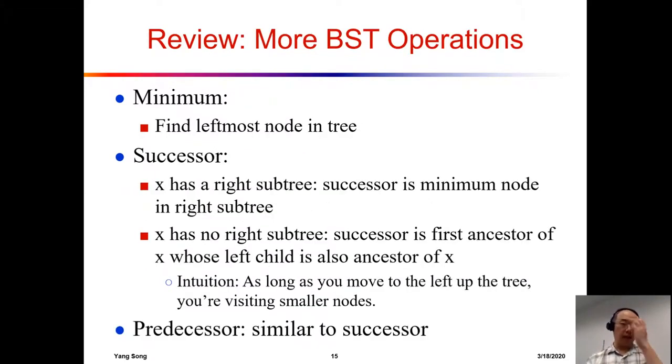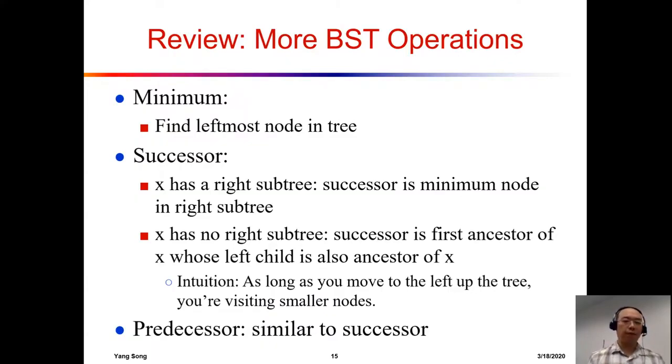Okay, so other operations. If you want to find the minimum of the binary search tree, it should be the root's left child, left child, left child, left child, left child. So you want to go all the way to the left side until there's no more space to go, and then you can grab the minimum. So that is easy, and you can do the maximum in a similar way. Instead of always going to the left side, you always go to the right side.